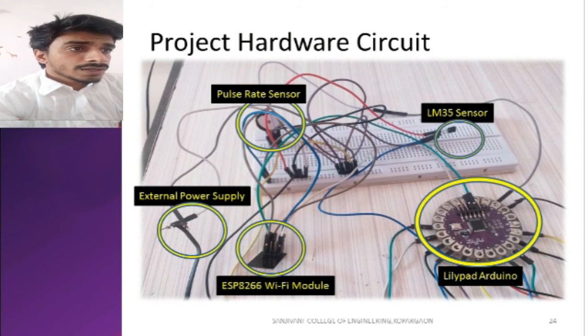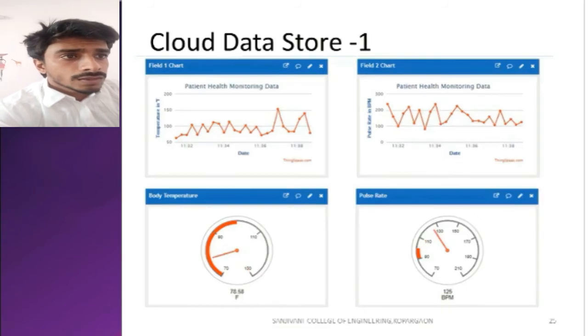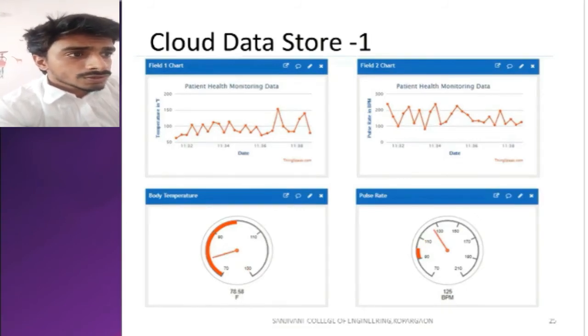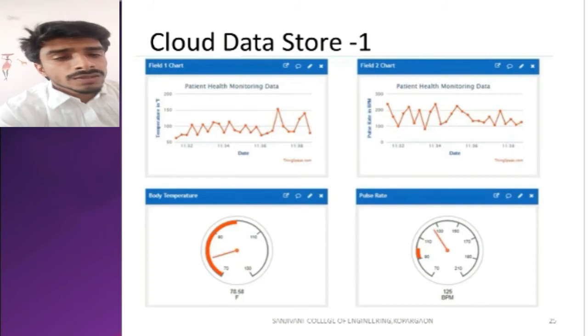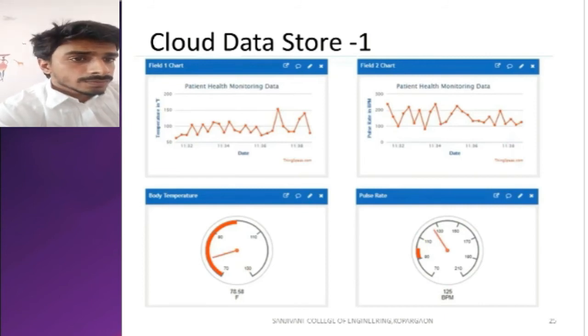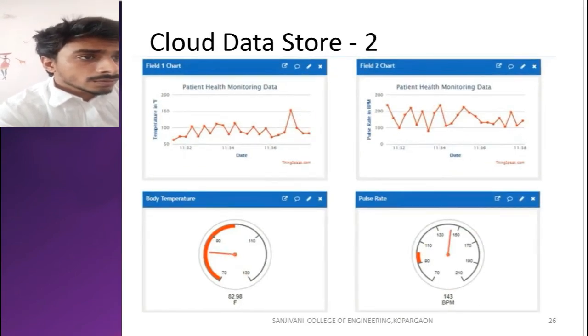and pulse rate. In the cloud data store there are two fields: Field 1 is the temperature and Field 2 is the pulse rate. The graph shows continuous monitoring of the pulse rate and temperature sensor. The second figure also shows the current status of temperature and pulse rate.